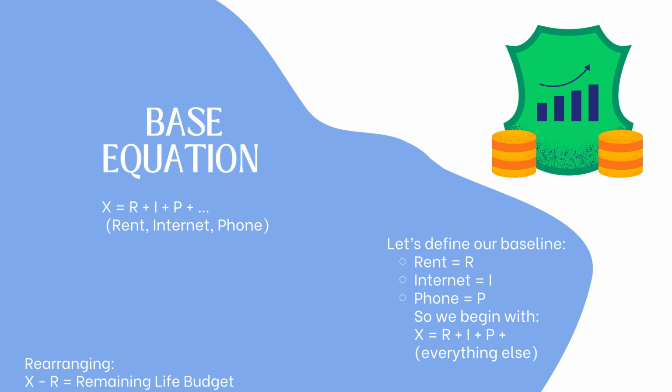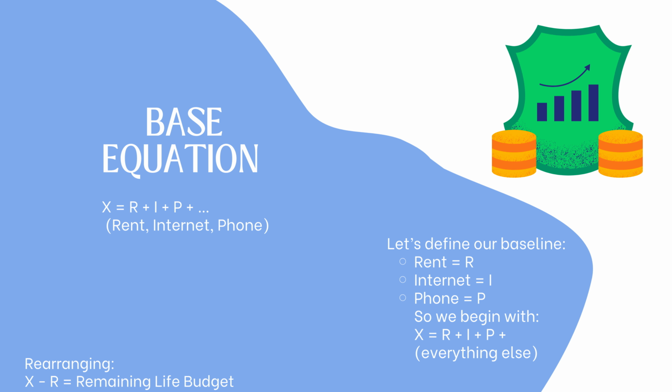Every equation starts with constants, the things you cannot avoid. Let's define our baseline. Rent equals R, internet equals I, phone equals P. So we begin with X equals R plus I plus P plus everything else.